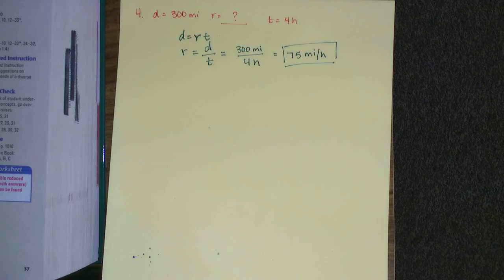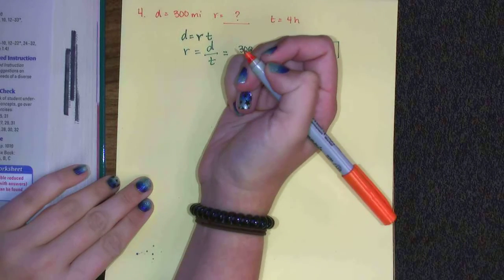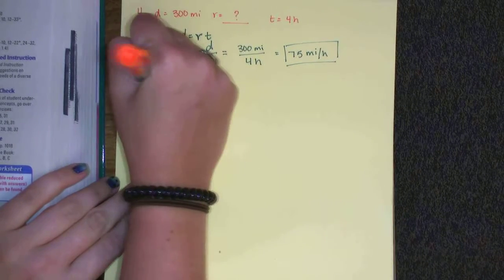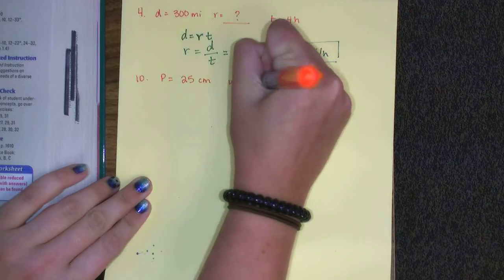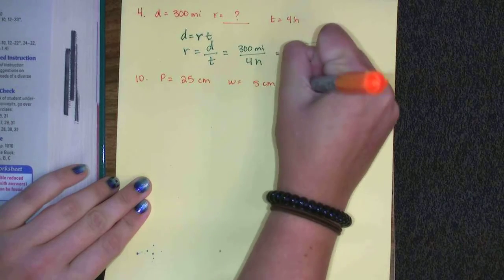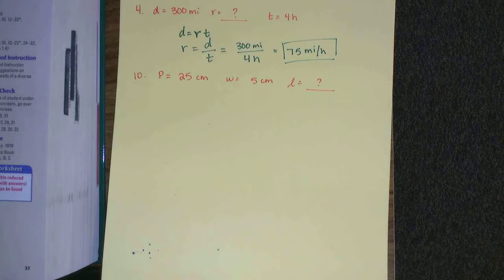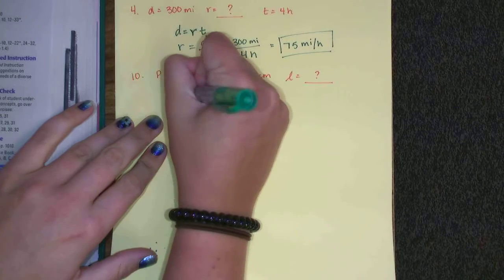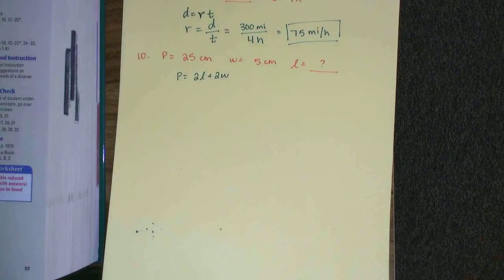The next set, same type of thing, but it's using the perimeter formula for a rectangle to solve for the missing variable. So something like 10, P is equal to 25 centimeters, W is equal to 5 centimeters, and L is equal to, that's what we don't know, we want to find out. So the perimeter formula is P is equal to 2L plus 2W. If you happen to forget, they do give you the formulas in the instructions.